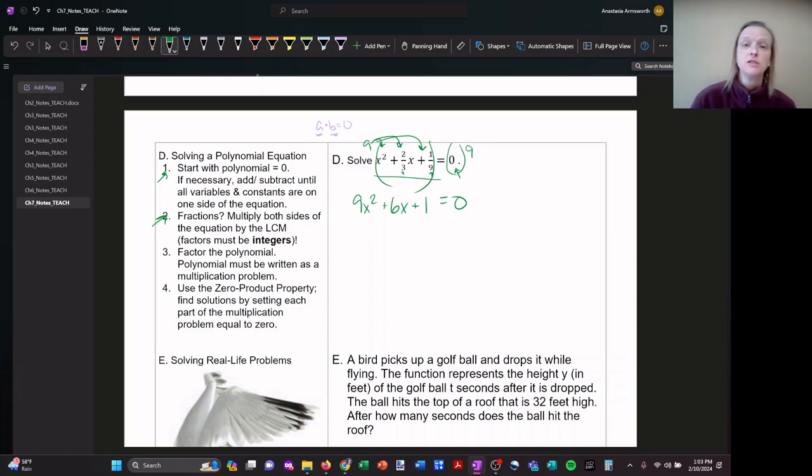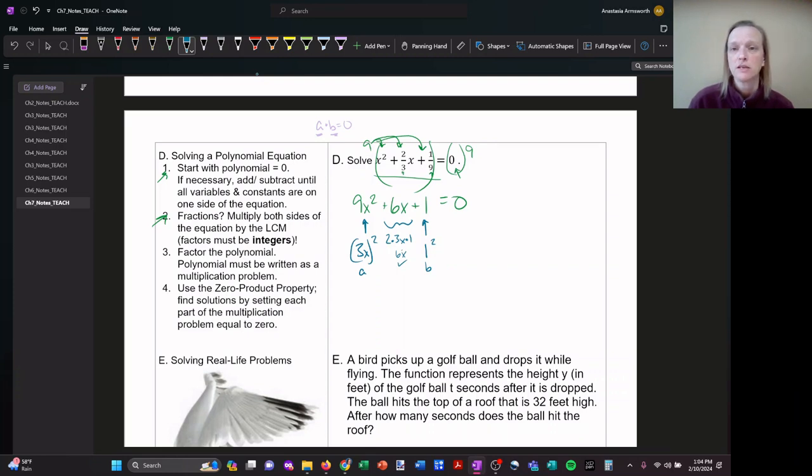And then 9 times 1/9 is just 1. Now, this is a little easier for me to see that this is a perfect square trinomial. It follows the perfect square pattern because this is 3x squared. That's my a value. This is 1 squared, so 1 is my b value. And now when I check that center term, is it 2 times 3x times 1? Yes, it is. It does equal 6x. So this checks out. It's a perfect square trinomial.